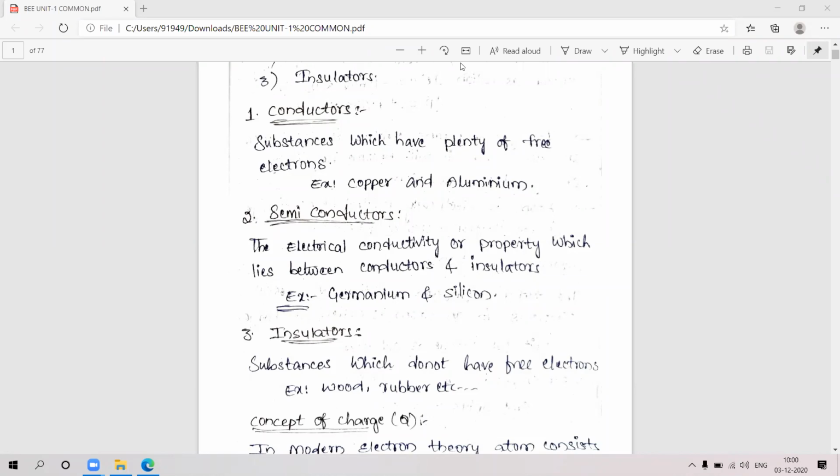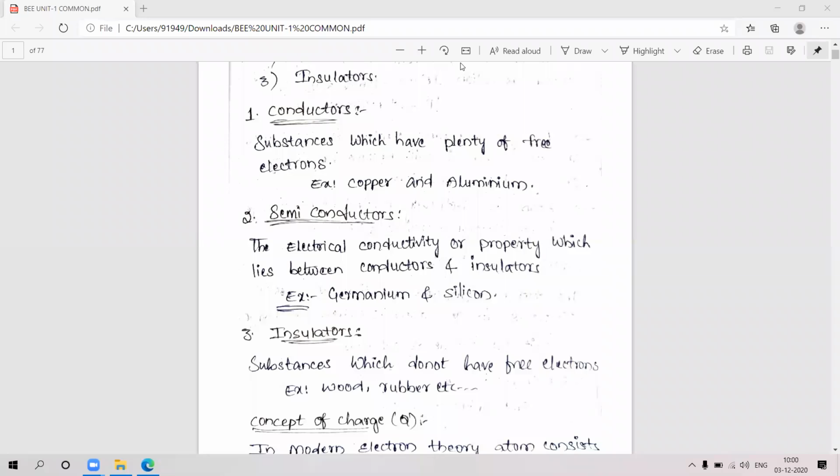You can observe some lights flickering. Why is that flickering taking place? During the positive cycle, it allows the current. During the negative cycle, the resistance becomes more, just like an insulator, so it will not allow the current. At that time the bulb will not glow. Likewise, we have some applications.